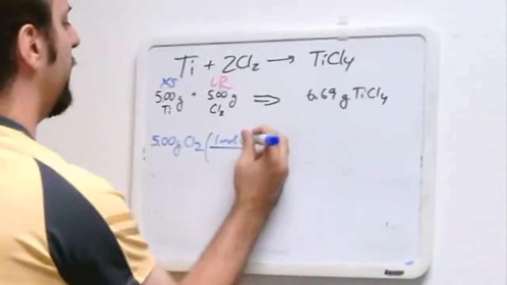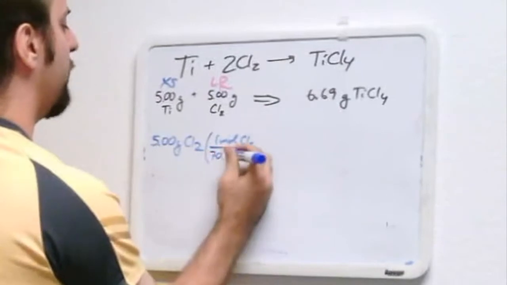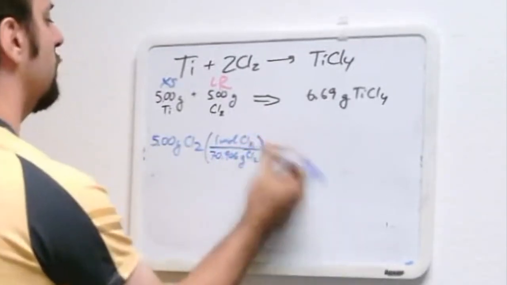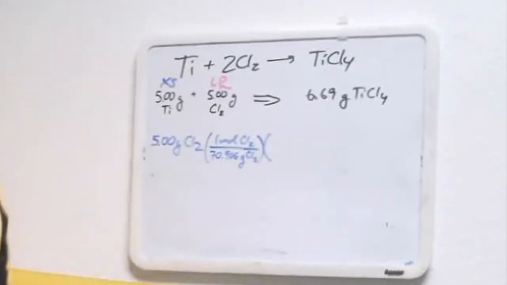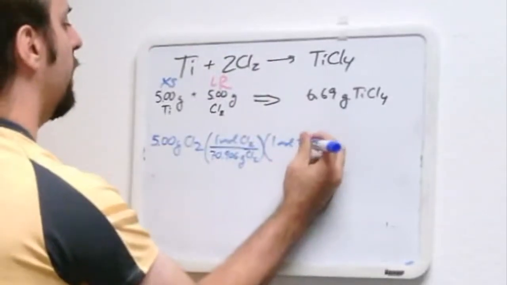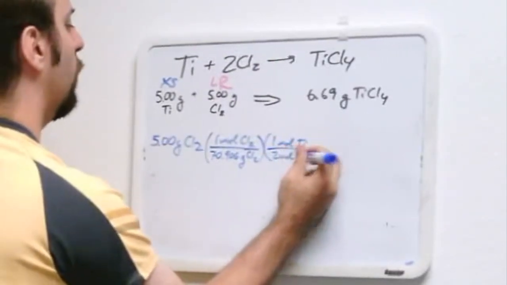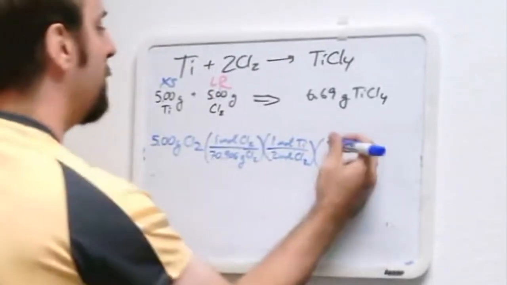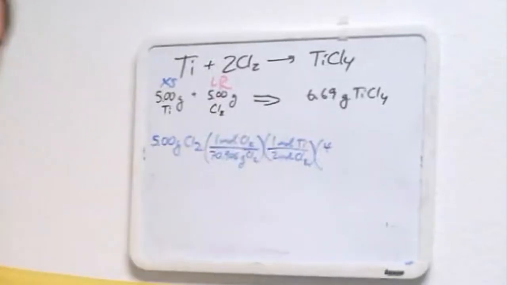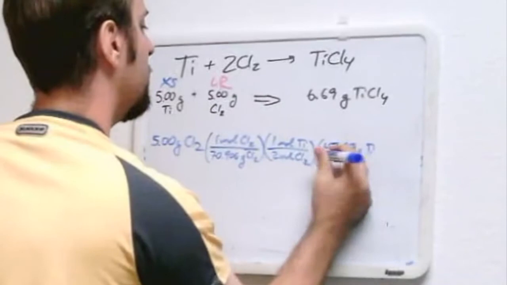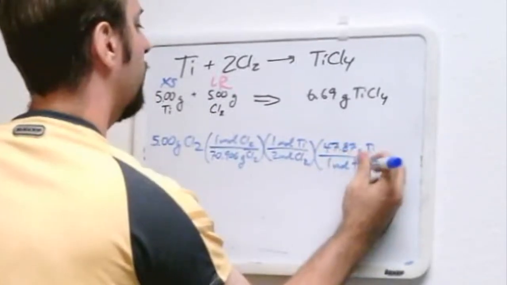To do that, we do the same old thing. 1 mole of chlorine equal to 70.906 grams of Cl2. And then we're going to need a mole ratio. We need to get to the amount of titanium. So in this case here, we use the chemical equation, 1 mole of titanium for every 2 moles of Cl2. Lastly, we convert over to the mass by making use of titanium's molar mass, 47.87 grams of titanium in 1 mole of titanium.